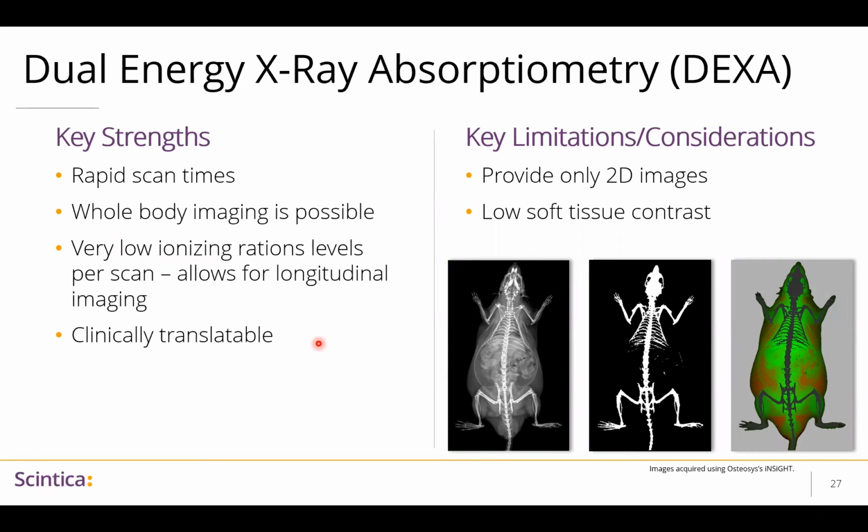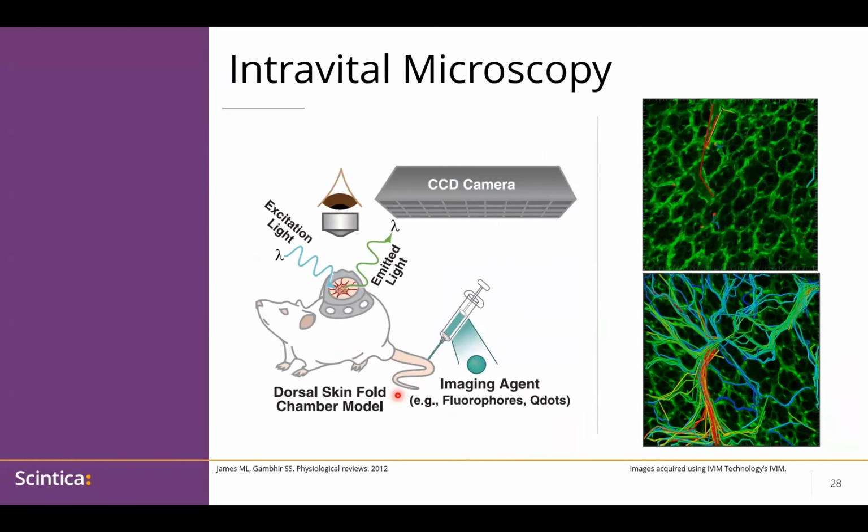Limitations or considerations are that we're looking at 2D images only, and there's low soft tissue contrast, although you can see in this image, with the image processing capabilities of the system, we're able to get quite nice definition of the soft tissue. Moving now to intravital microscopy.